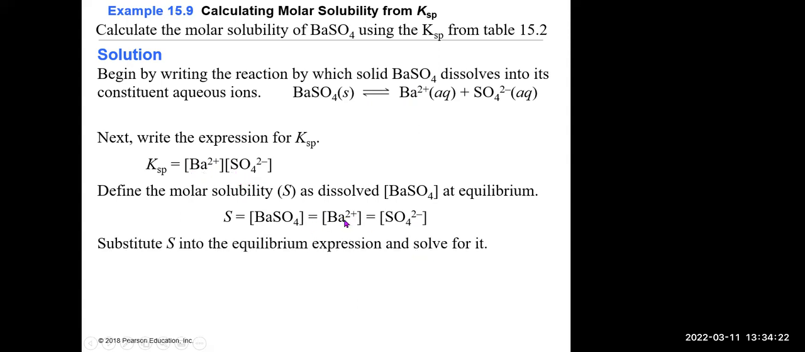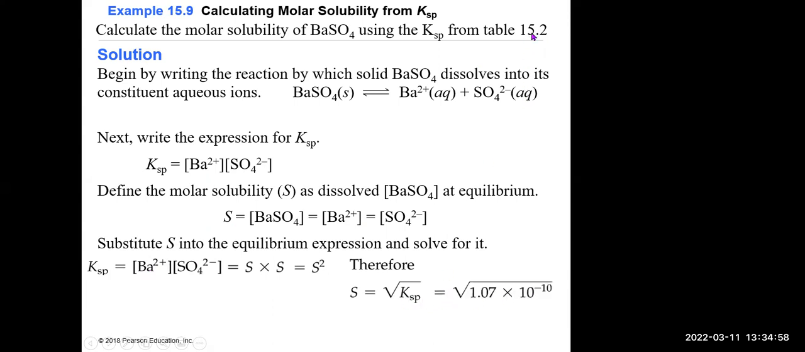So therefore, we will substitute Ba2+ and SO4 2-, both of them by S. Then we use table 15.2 to get a number for the Ksp. Again, you first just substitute Ba2+ and SO4 2- by S, because from this reasoning we see both of them are S. So S times S is S squared. But then you want to solve this equation for S, so you will take the square root. So S equals the square root of Ksp.